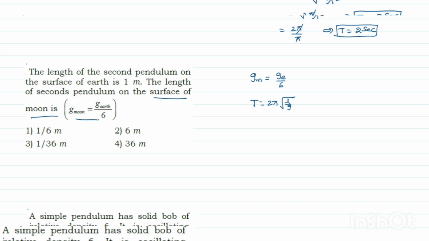Now here, they are not talking about the time period, they are talking about length alone. When you keep the time period constant, you get L is directly proportional to g. Then the length on the moon to the length on the earth's surface will be equal to g on the moon to g on the earth. So here, the length of the second pendulum on the surface of the moon, they are asking.